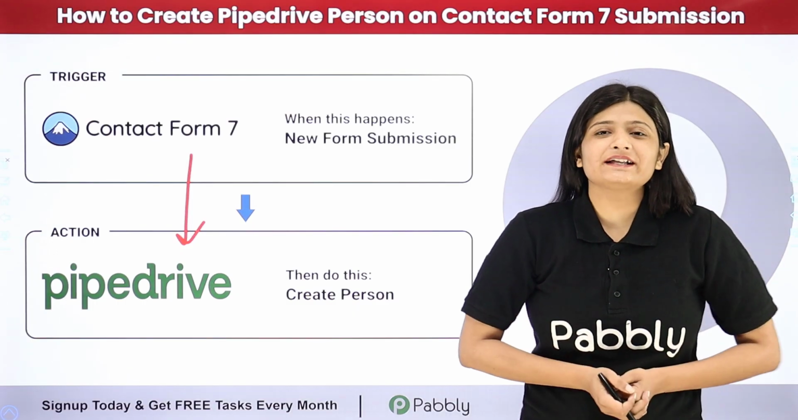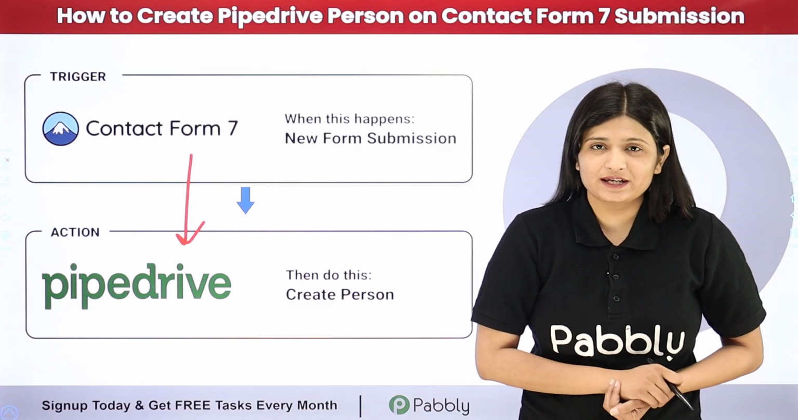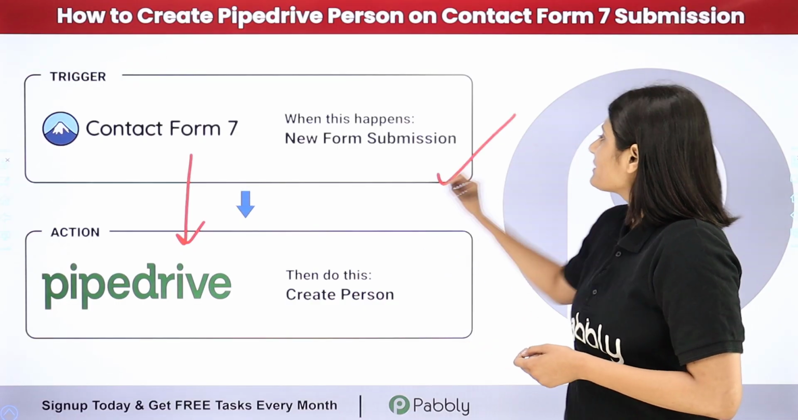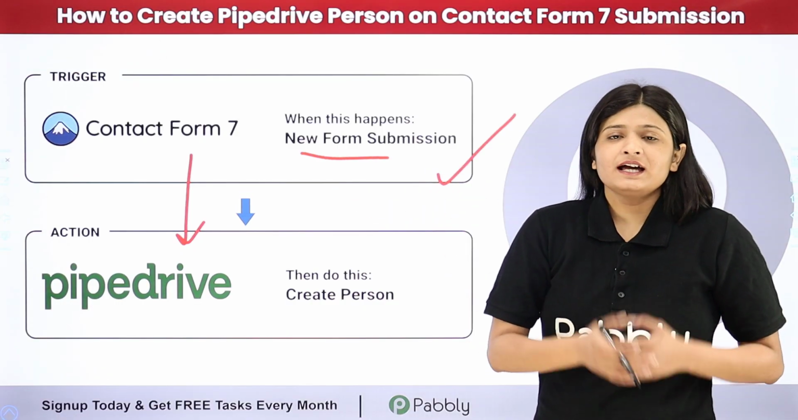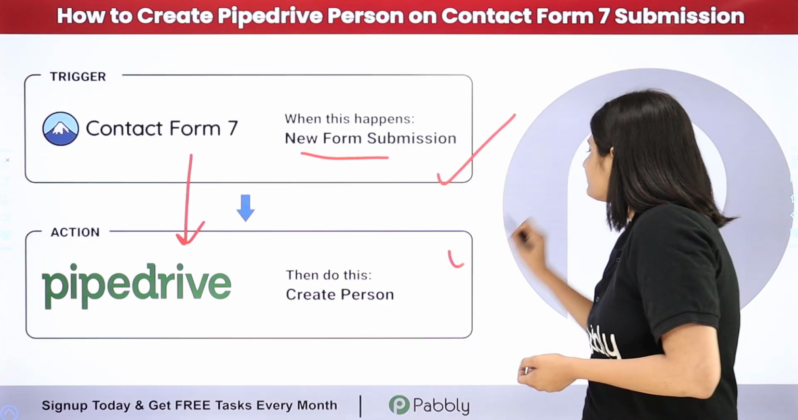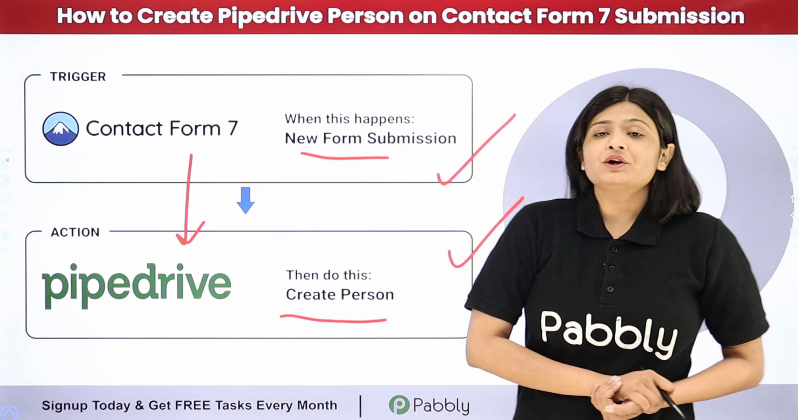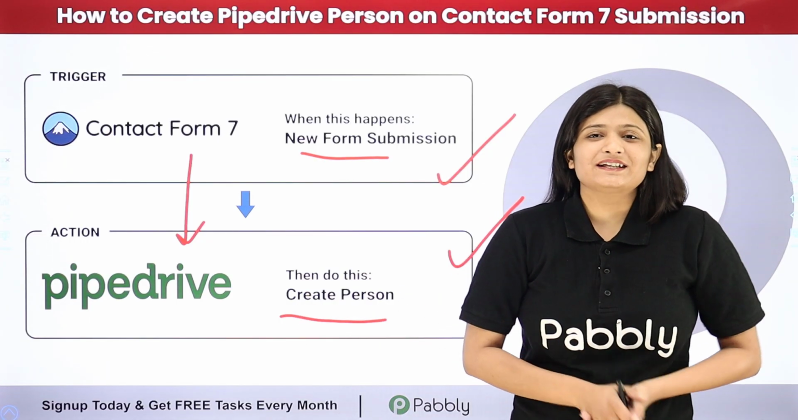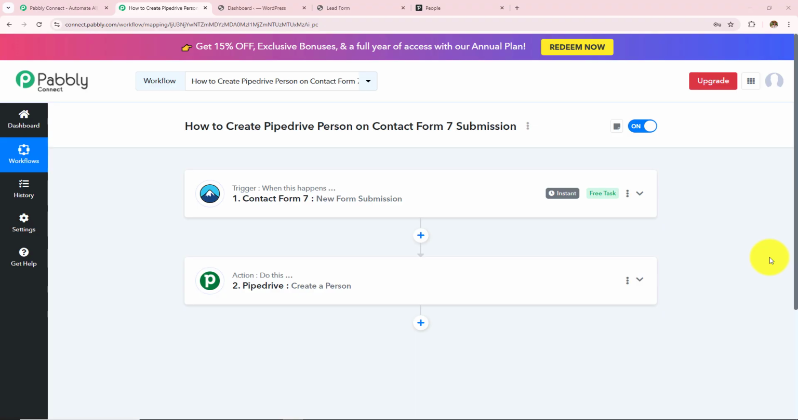With the help of Pabli Connect, I am going to build this connection in such a way that whenever I receive a new form submission in my Contact Form 7, the person will be automatically created in my Pipedrive account. Now if you want to learn this amazing automation step by step, then let me take you all to my screen. In this video, we are going to see how to create a Pipedrive person on Contact Form 7 submission.